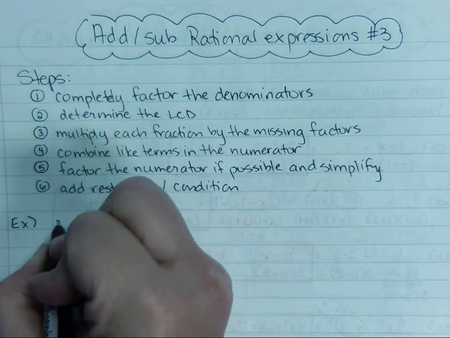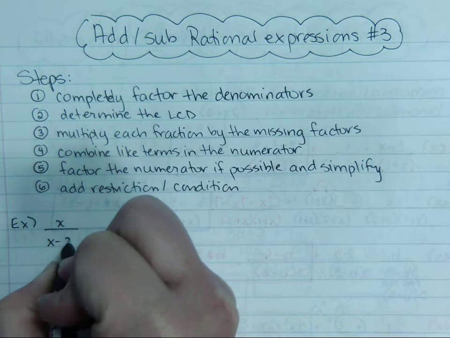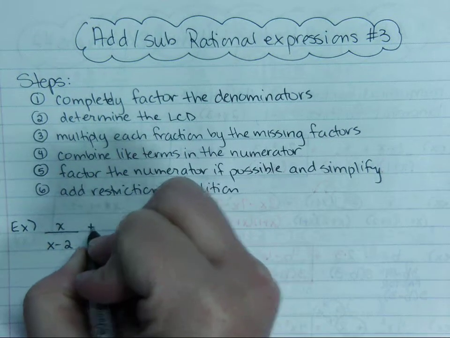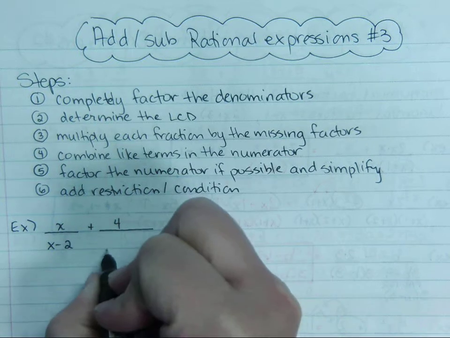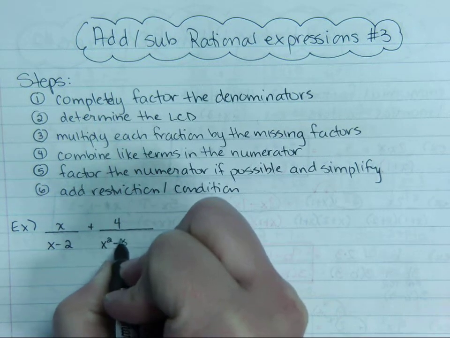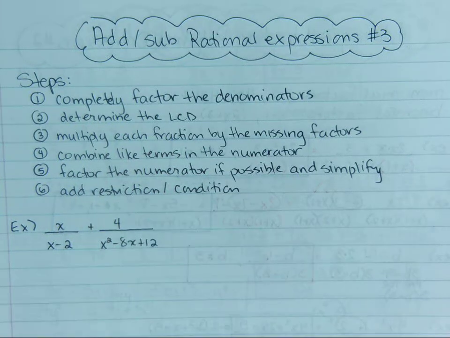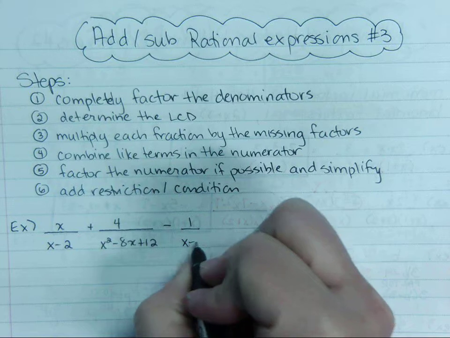All right, so we're going to have x over x minus 2. So there's one fraction. And I want to add to that the fraction 4 over x squared minus 8x plus 12. And then I want to subtract 1 over x minus 6.